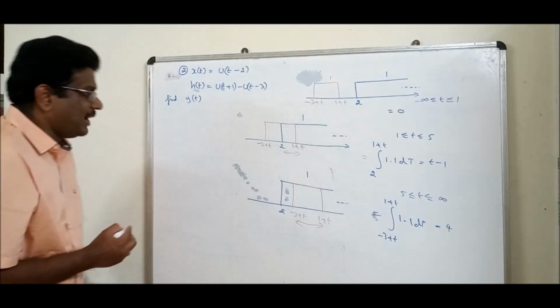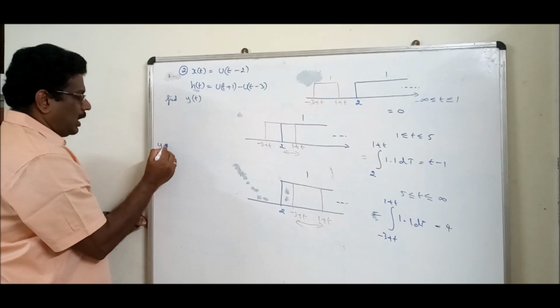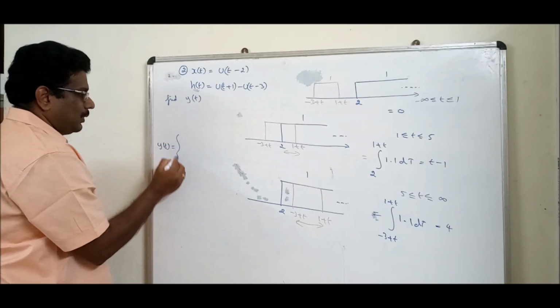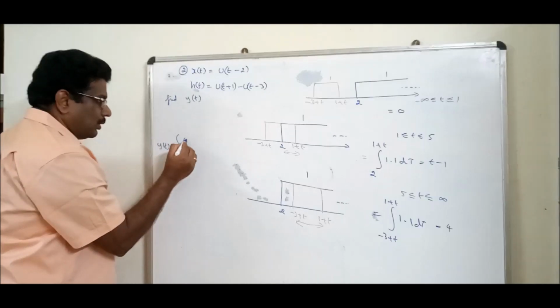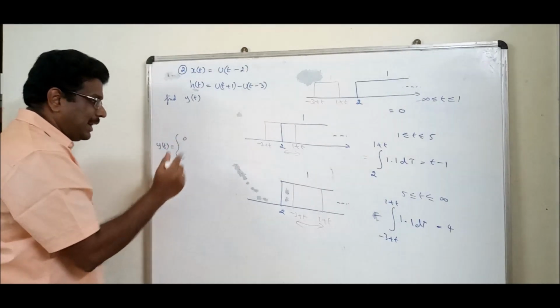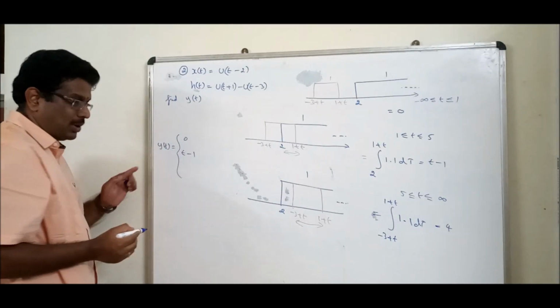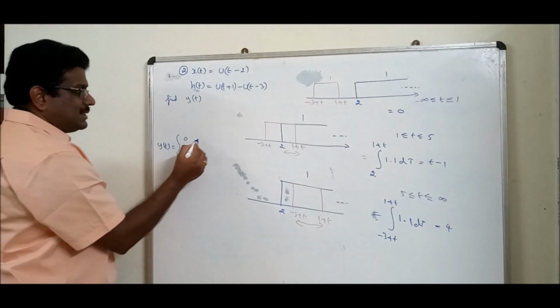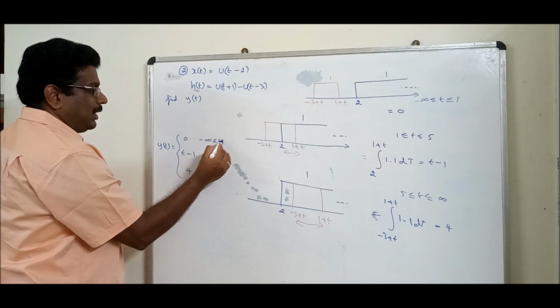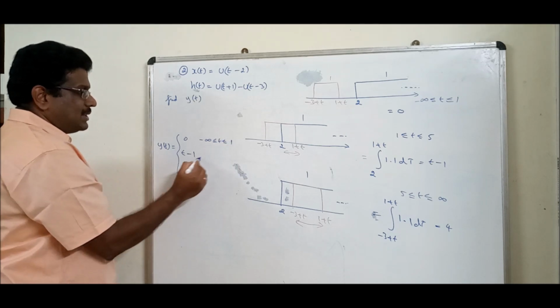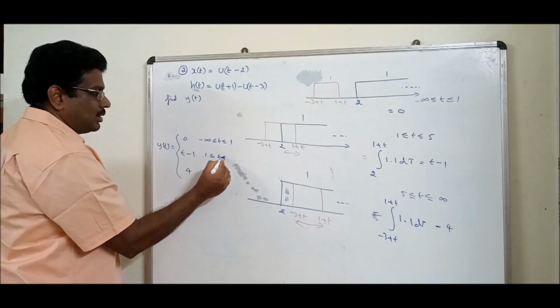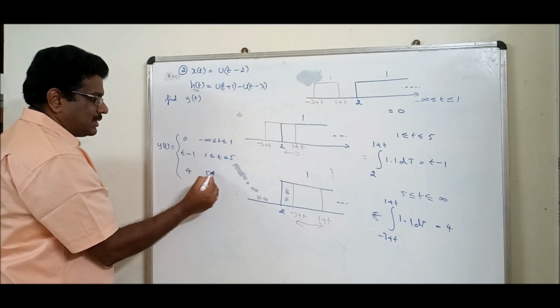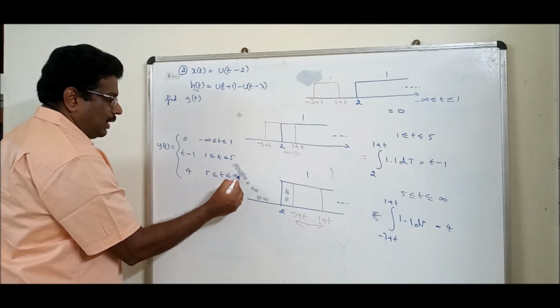So, what is the final conclusion? y of t equals 0 amplitude, increasing amplitude, see t minus 1, t increasing, constant amplitude. When is 0 amplitude? Minus infinity to 1. When is increasing amplitude? 1 to 5. When is constant amplitude? 5 to infinity.